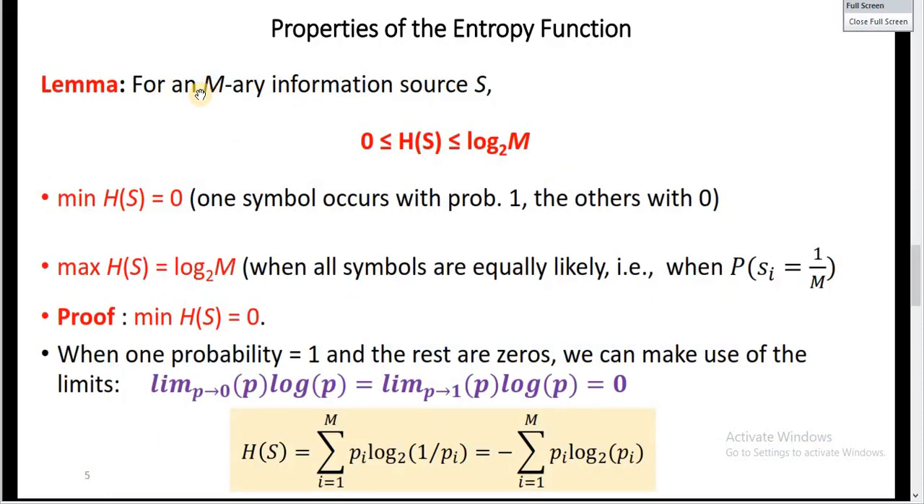Now we prove this lemma for an M-ary information source. The entropy H of S is non-negative and falls between 0 and log base 2 of M. M is the number of symbols in the source alphabet. The minimum value of the source entropy, which is 0, occurs when one of the symbols occurs with probability 1 and the rest with probability 0. The maximum value is attained when symbols are equally probable, and the maximum value is given by log base 2 of M.